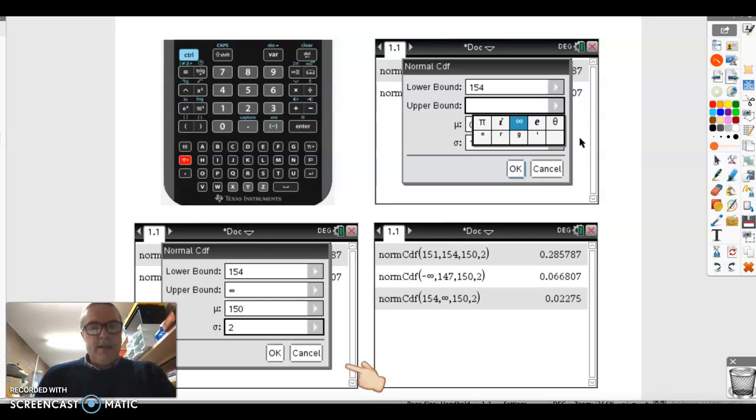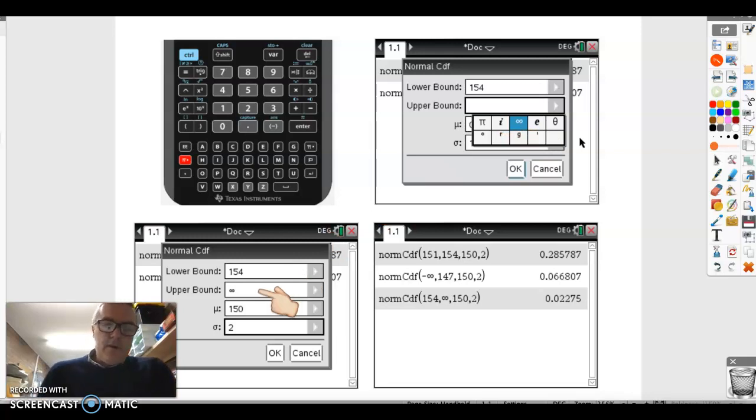Once again, using our normal CDF function in the probability menu, this time our lower bound is 154 and our upper bound is infinity. So on the calculator, when we want to type in infinity, this button down here in the bottom left of the calculator where the pi symbol is, we click that and we can find our symbol for infinity. And we can put that in as the upper boundary.